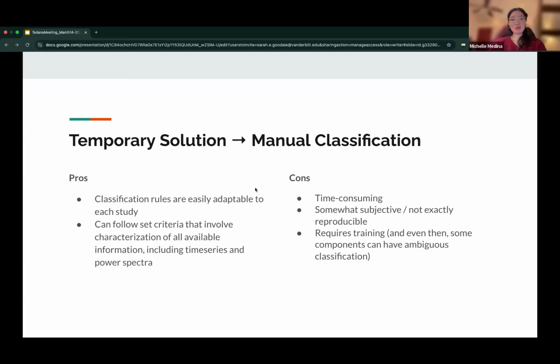However, manually classifying the components is very time consuming, especially if you're needing to classify hundreds of components, especially if the data has a lot of motion. It is somewhat subjective and it's really hard to reproduce even within labs, just because people tend to value specific parts of the characterizations more than other parts. And it also requires training. And even then, like I showed you, some components have very ambiguous classification. And so it's hard to know if your manual classification is truly as perfect as it can be.